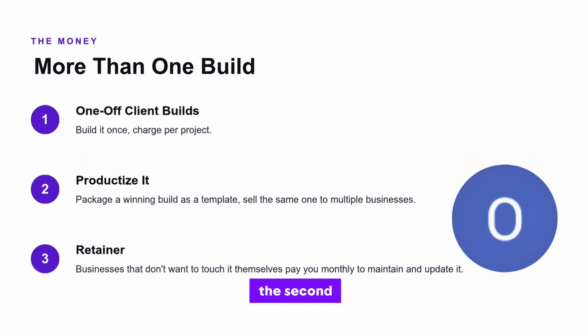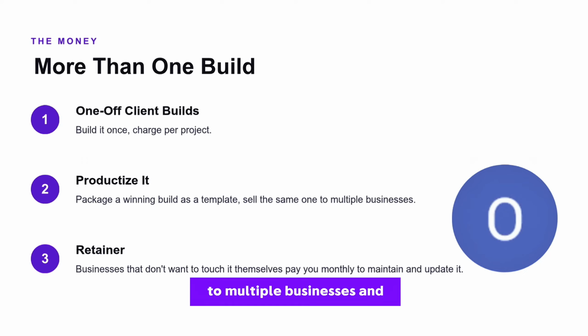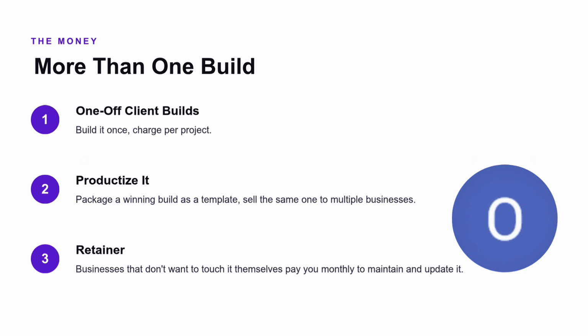The second way is to productize it, and this is my favorite. Yes. Package a winning build as a template, sell the same one to multiple businesses, and this is what we call a digital product. A digital product is simply finding a particular niche or a particular audience that has a problem, and solving the problem for them by creating your own solution. Now, this solution is your own build in this case.